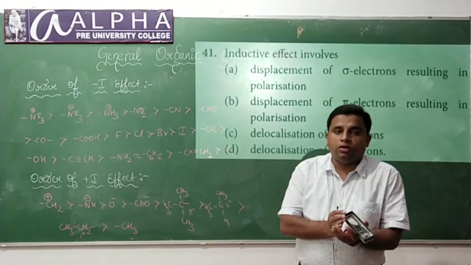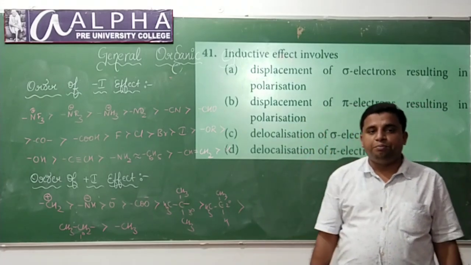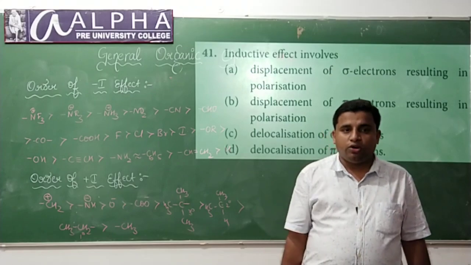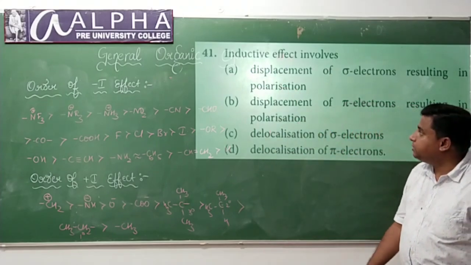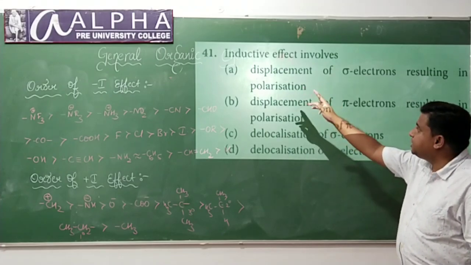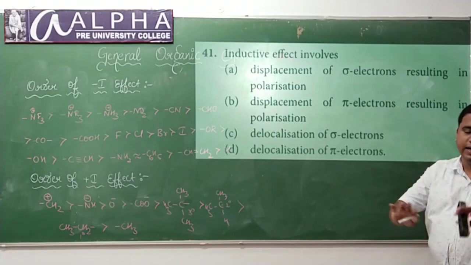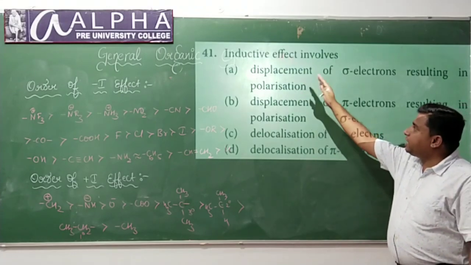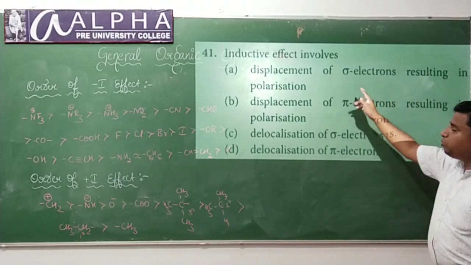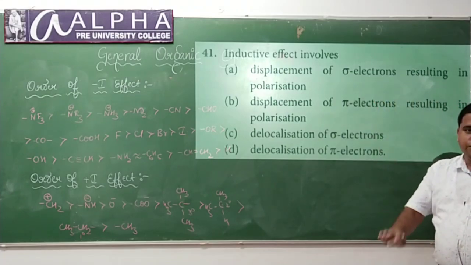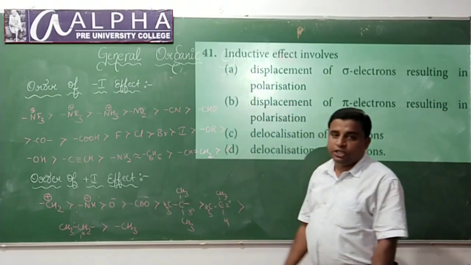Okay, yes guys, the first question, I have picked these questions from MTG fingerprints. You can go and refer it there. So this is the 41st question of MTG fingerprints. The question says, inductive effect involves, please read out the options carefully, a direct question. Inductive effect involves displacement of sigma electrons resulting in polarization. If you read the first option itself, you can gauge the answer. Is it not? Our answer is option A.